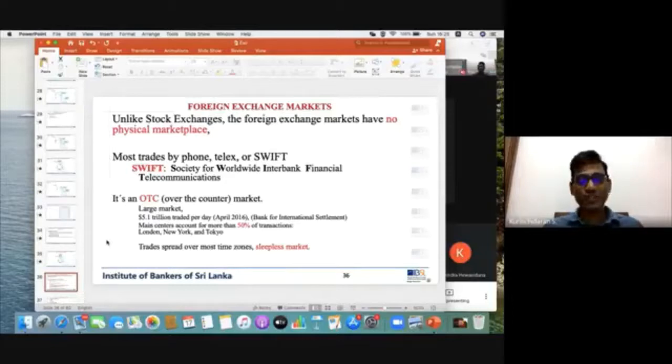Foreign exchange markets, unlike stock exchanges, which have a fixed place to trade, have no physical marketplace. You can trade over the phone, telex, or SWIFT. SWIFT means Society for Worldwide Interbank Financial Telecommunications. Through that, you can deal.